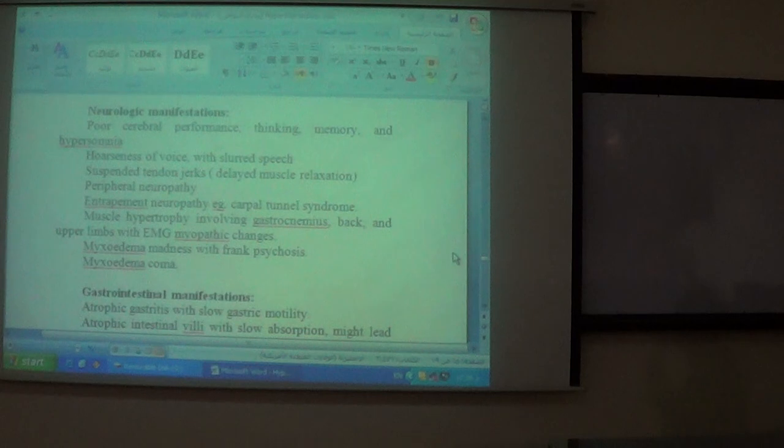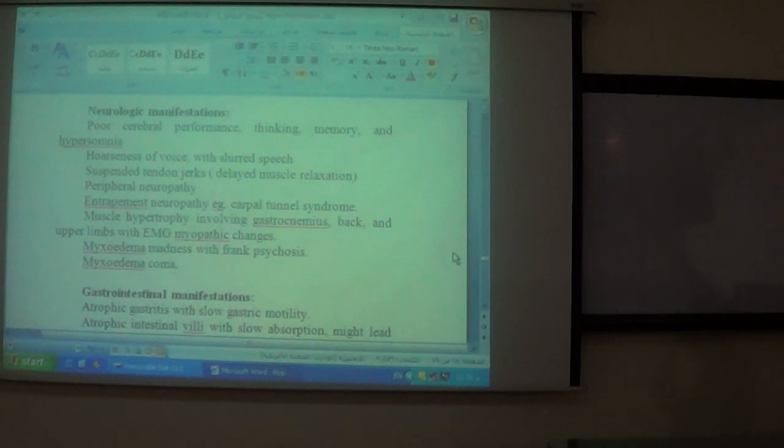Slurred speech. Suspended tendon jerk, or delayed muscle relaxation, compared to myotonia. Peripheral neuropathy, as in thyrotoxicosis, there is metabolic neuropathy; in uremia there is metabolic neuropathy; in liver cell failure there is metabolic neuropathy. Many other conditions slowing the metabolism cause peripheral neuropathy. Patients complain of glove and stocking hypesthesia, burning, and so on.